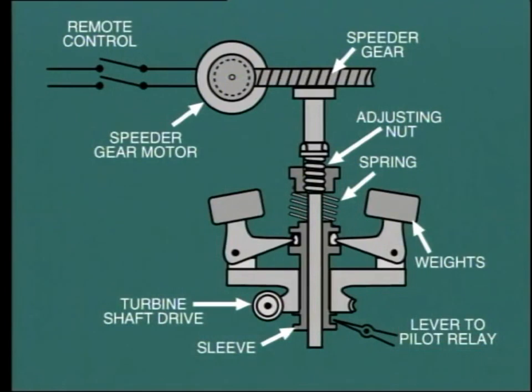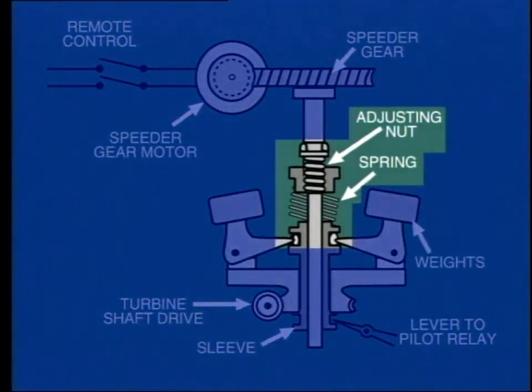We can adjust the set point of the governor by adjusting the compression on the spring. The adjusting nut moves up or down according to rotation of the screw thread.